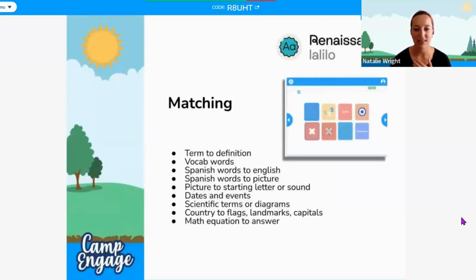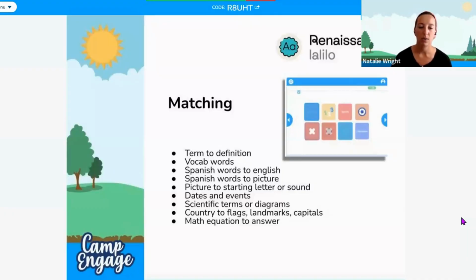Okay, some things we can match that are super fun and very easy to match. If you are looking through the Nearpod Library but don't see a matching game in your lesson, you can add one. So turn to definition. Maybe you want to review a term to definition in your lesson. You can pull one in, add it, create your own. Vocab words, Spanish words to English, or any target language to a picture of the meaning.